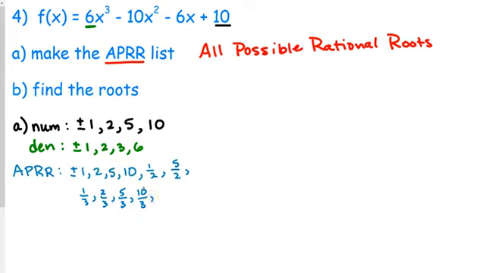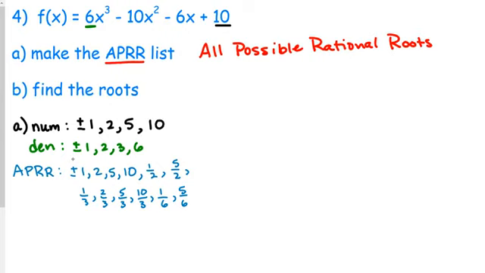And then let's put all the numerators over 6. So we have 1/6, we have 2/6, which is just 1/3, and we already have that. We have 5/6, and we have 10/6, which is just 5/3, and we already have that. So here's what we're saying. In this list, there are 1, 2, 3, 4, 5, 6, 7, 8, 9, 10, 11, 12, times 2 for plus or minus, 24. Only 24 possible rational roots narrowed down from a list of infinitely many. So that is good progress.